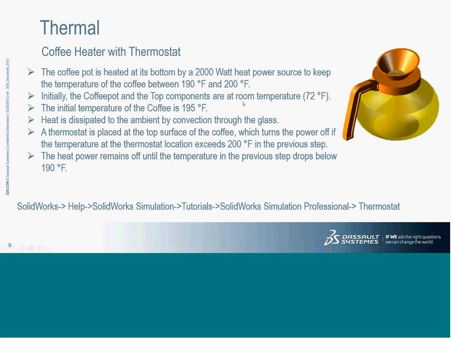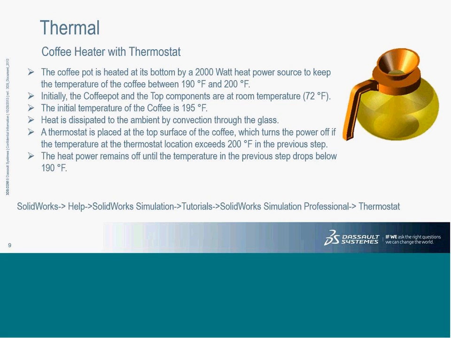Obviously, this is in the atmosphere. There will be heat that gets dissipated to the atmosphere, which is at a room temperature of 27 degrees Celsius. The heating happens only when the temperature of the coffee falls by a certain amount. So the heating will not happen continuously, but it will stop as soon as the coffee temperature reaches 200 degrees Fahrenheit. And we are going to use a thermostat, which is going to control the way the coffee is being heated.